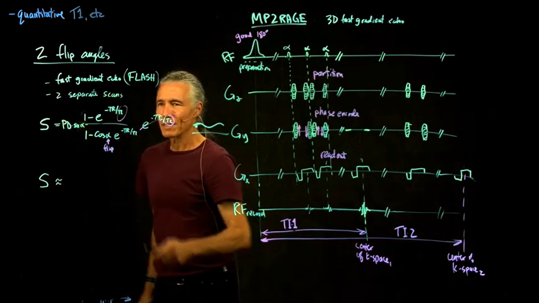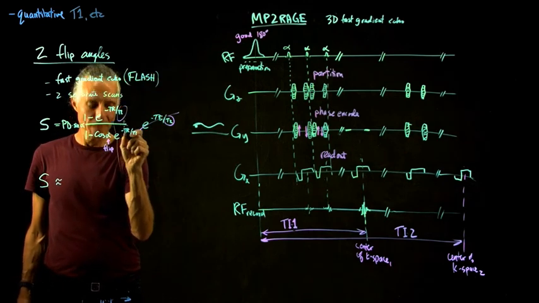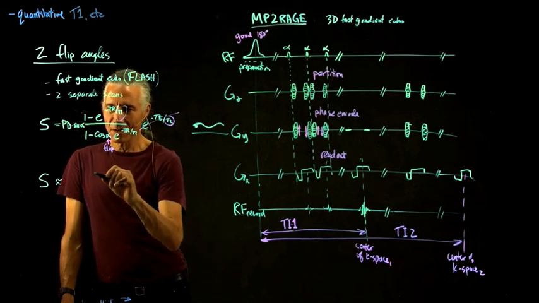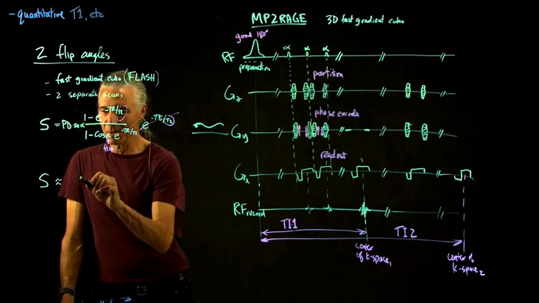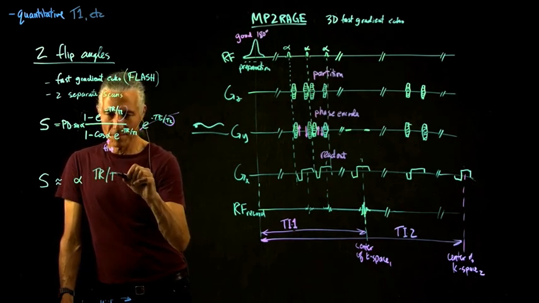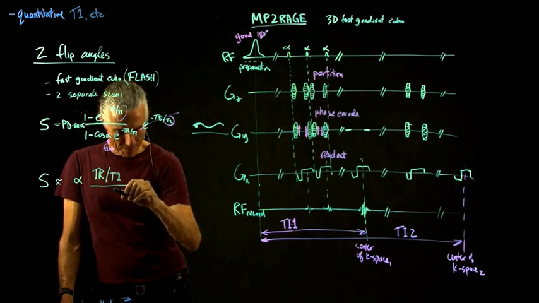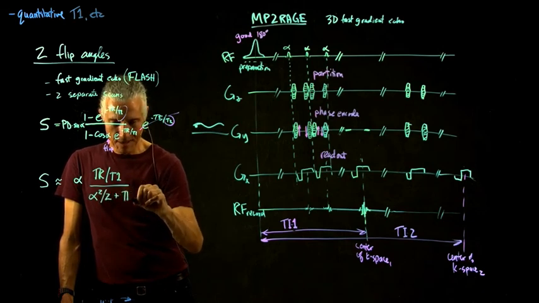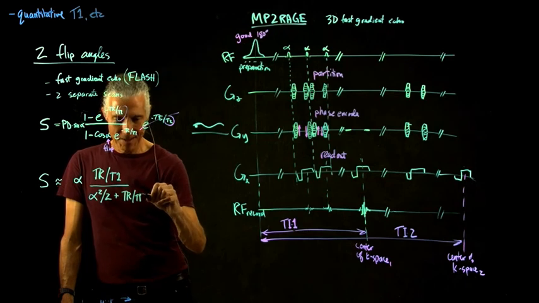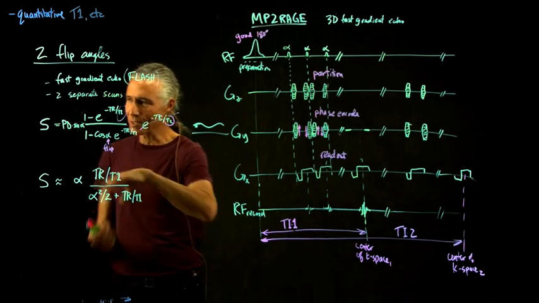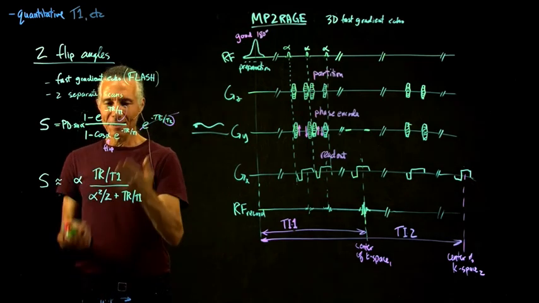Okay, it turns out that this equation is virtually identical for low flip angles to the following equation, which doesn't even look anything like it. So just the flip angle times TR over T1, divided by the flip angle squared divided by 2 plus TR over T1. You just have to go in MATLAB and plot out these two equations. They'll lie completely on top of each other. They don't look anything like each other.